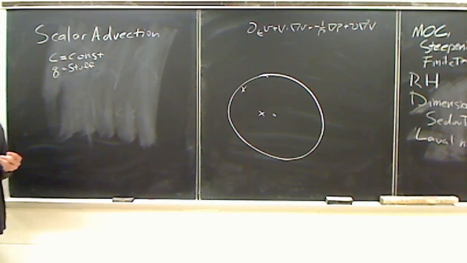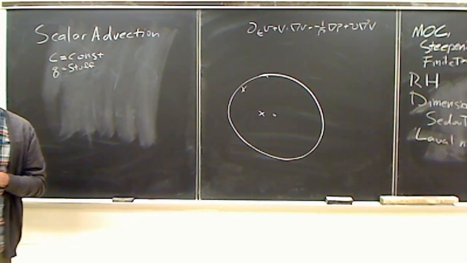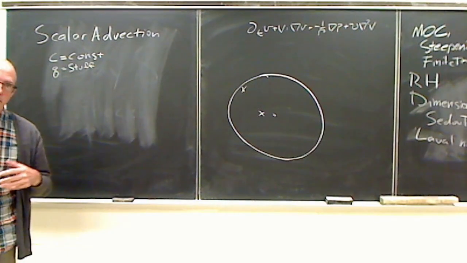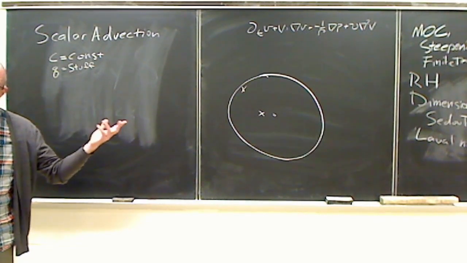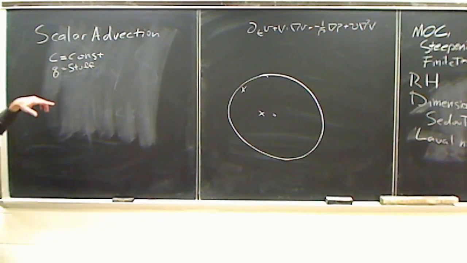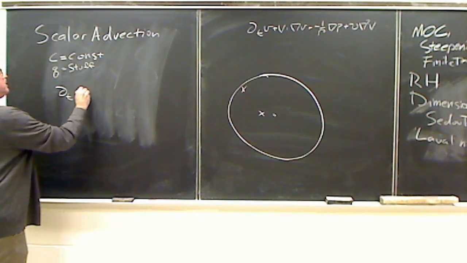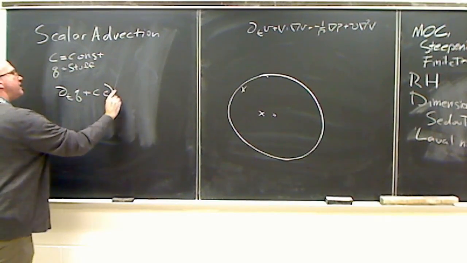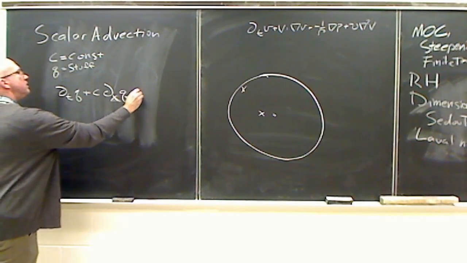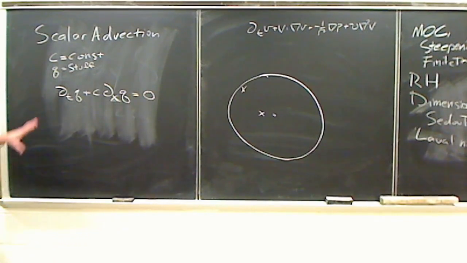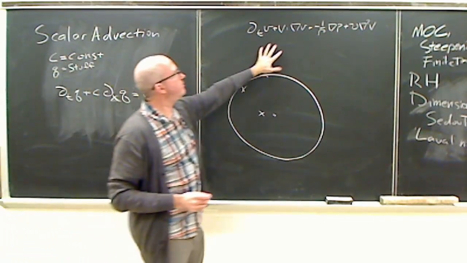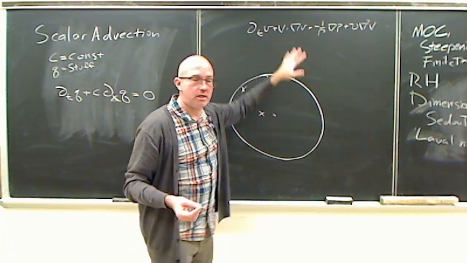Q could be anything. Q could be the density. It could be the concentration of a contaminant in a river. It could be velocity. It'll be velocity in a second in certain scenarios. If I have something where the speed of propagation doesn't depend on anything else, then I can say d by dt of q plus c d by dx of q equals 0. So this is the scalar advection equation, and it looks a lot like the left-hand side of Navier-Stokes on purpose.